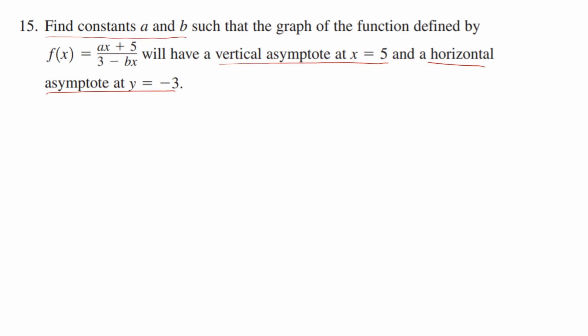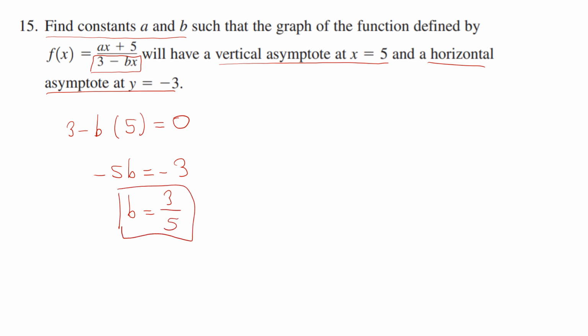From here, I know that a vertical asymptote occurs when my denominator equals 0. So all I'm going to do is plug in the value for x. So I have 3 minus b times 5, and this will equal 0. Send that 3 to the other side, and I will end up with -5b equaling -3. Divide each side by -5, and we end up with a value of 3 over 5 for b.